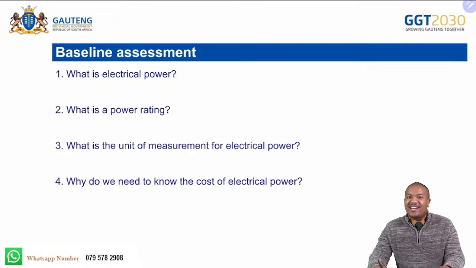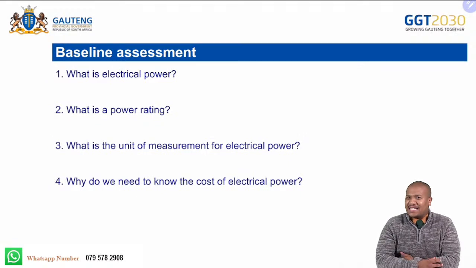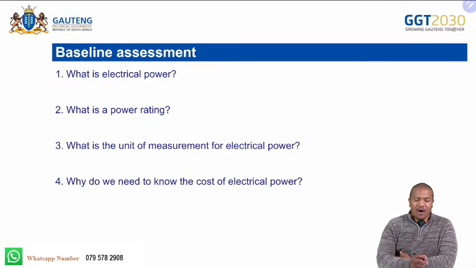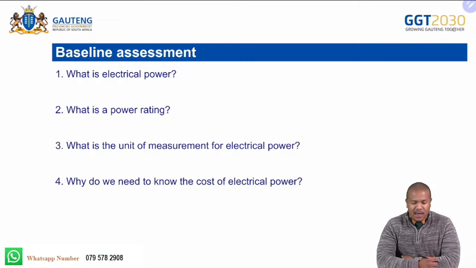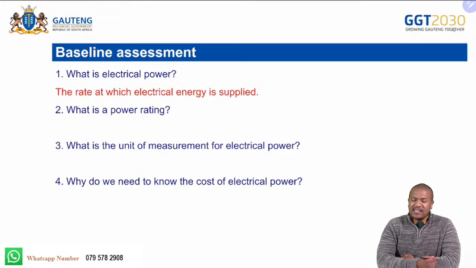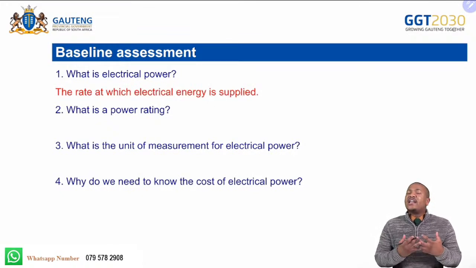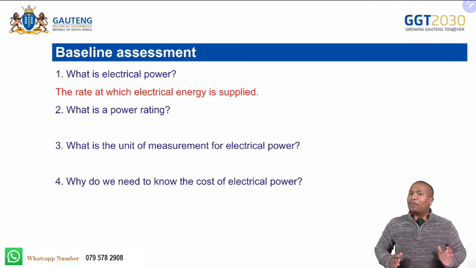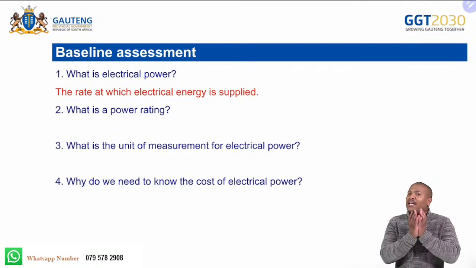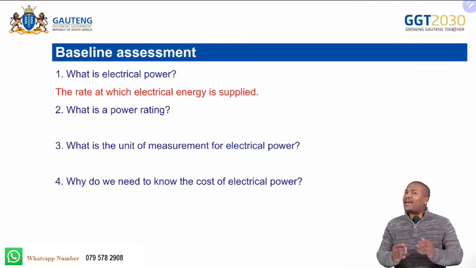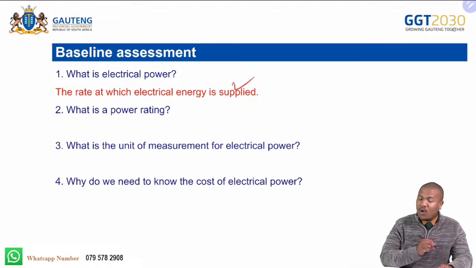Welcome back, grade 9 learners. Are you winning with those answers? I hope so. Now, number one, let's look at the solutions. Number one is asking, what is electrical power? Electrical power is the rate at which electrical energy is supplied. Supplied where? Supplied to an electric device or an appliance. Are we together? Mark your work.